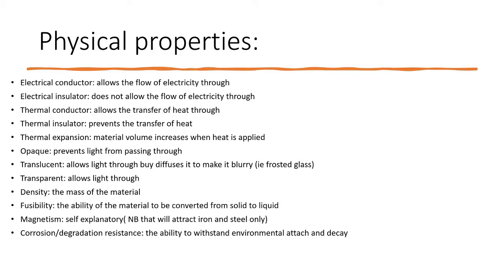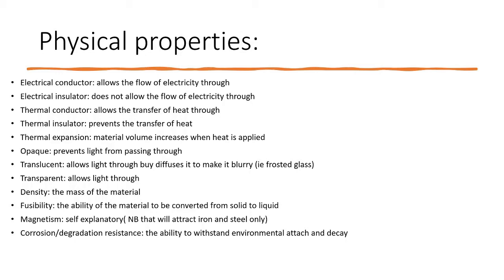Density is just the sheer mass of the material. Fusibility is how well it can be converted from a solid to a liquid, so you can melt it down to use it for something else. Magnetism, so does it have magnetic properties? That's only irons and steels, because it's to do with ferrous metals. So all or most ferrous metals are magnetic.